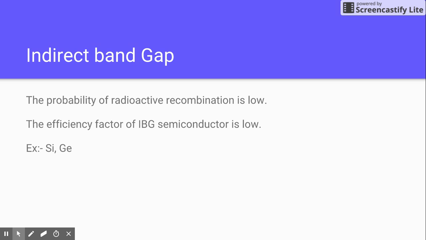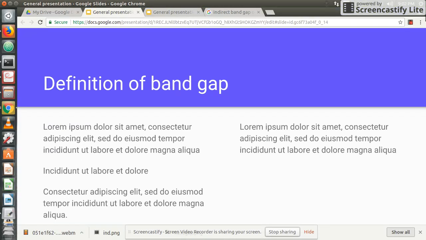Since the conduction and the valence bands are not aligned with respect to momentum, the radiative recombination requires conserving momentum first. So the probability of recombination is low. Eventually, the efficiency factor of an indirect bandgap semiconductor also drops and is pretty low. Silicon and germanium are famous indirect bandgap semiconductors. Thank you.